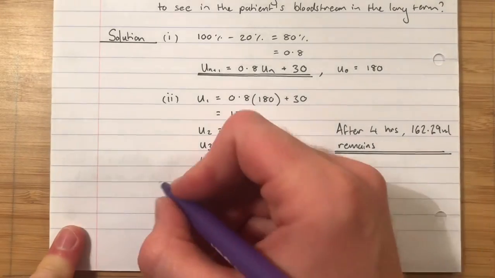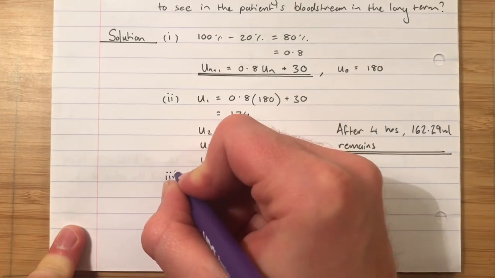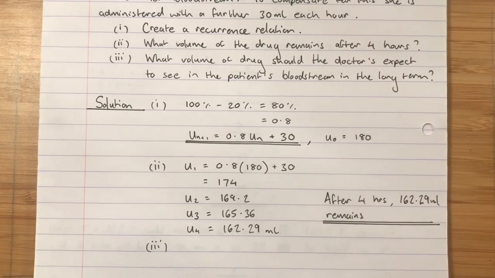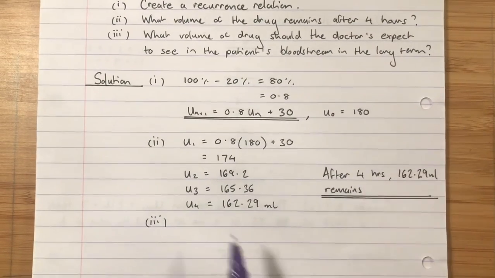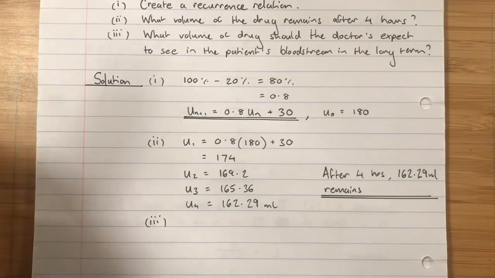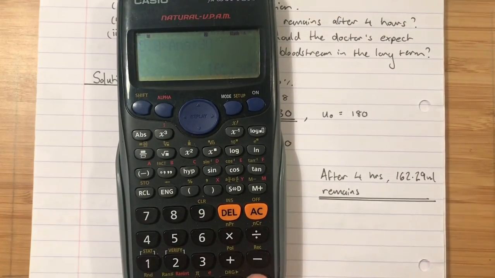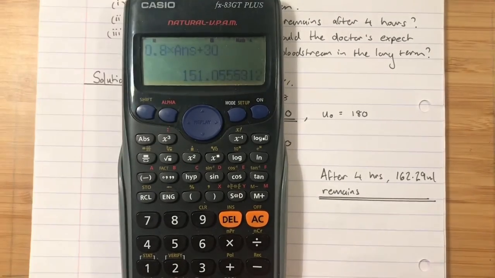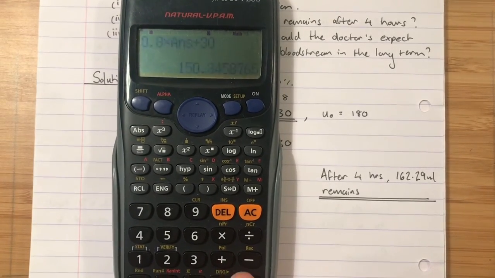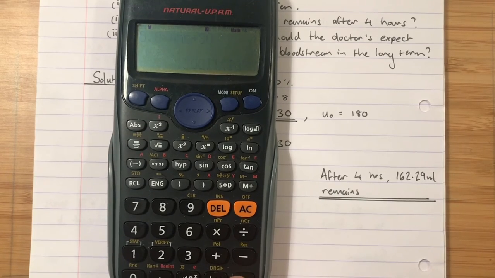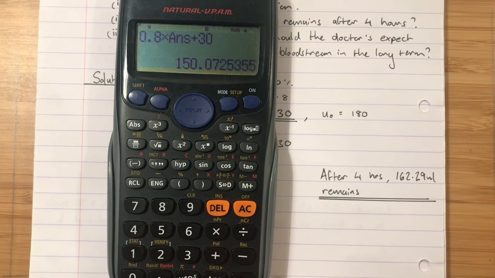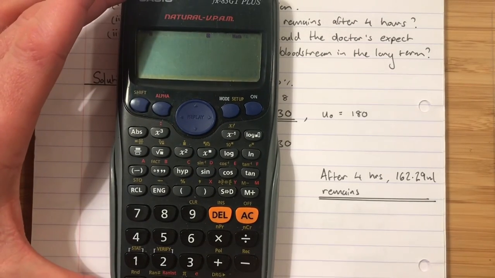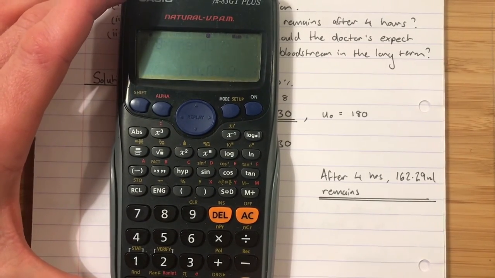Right, last bit. What volume of the drug should the doctor expect to see in the long term? Right, so this is the bit where some people are tempted, because they've started this, to just keep going. To go, oh well, the long term, how many hours is that? I'll sit and I'll press equals 100 times and I'll see where it goes to. So you can do that, and that might give you a clue. So you might think, well, look, it's heading for 150, is it? Let's just see. Looks like it's heading for 150.